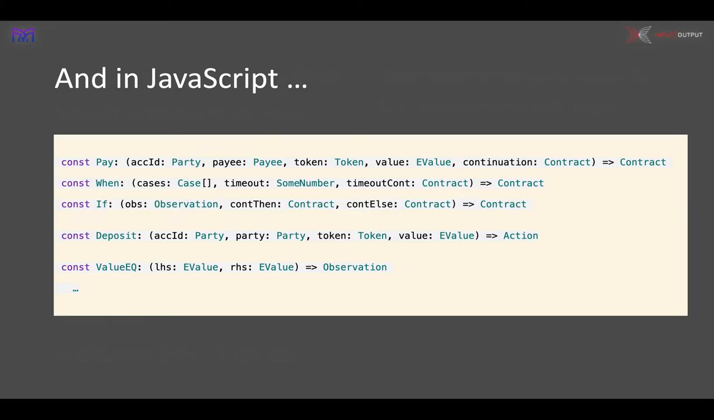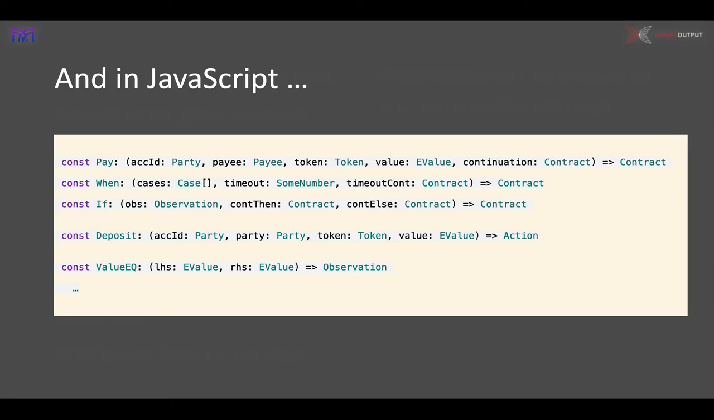Now, what I've shown you was Haskell, but here is how these things look in JavaScript. And you can see they look pretty similar. We have a defined constant called pay that takes a party, a payee, a token, a value, and a continuation contract and produces a contract. So just like pay had these 5 arguments in Haskell, it's similar in JavaScript, albeit in a slightly different notation.